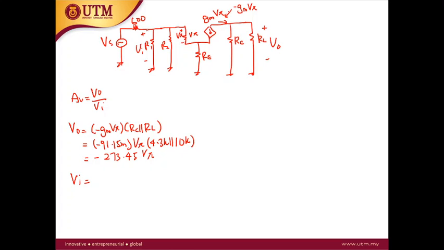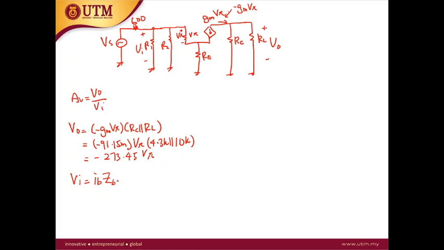Okay. Then how about the VI? VI is from this point with respect to the ground. So this point is equal to the VB. So VI is equal to VB. So VI is actually equal to IB ZB. Yeah, VI is equal to IB ZB.